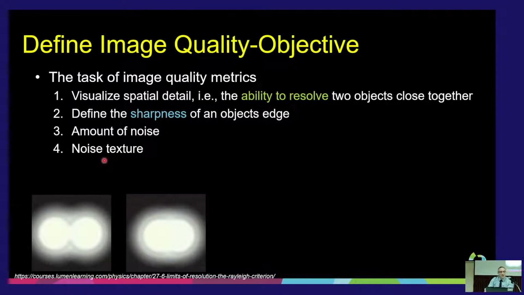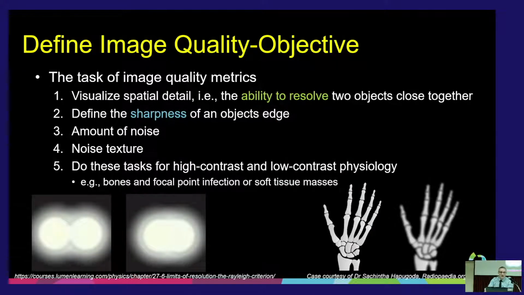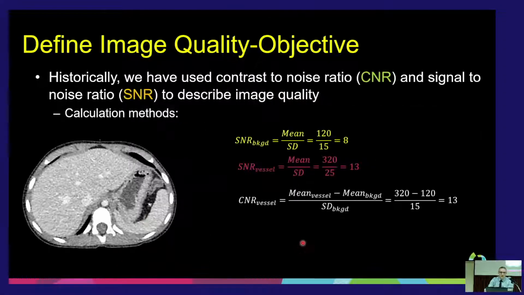And then as we noticed with iterative reconstruction and, to a lesser extent, deep learning, the noise texture changed. The appearance of the image looks different. So we need to be able to characterize the texture of it. And we need to do all of this for both high and low contrast physiology. We need to be able to characterize how the system works when you're looking for soft tissue masses, low contrast structures and lesions. And we also need to be able to characterize the difference in such high contrast structures such as maybe bones or anything of that nature.